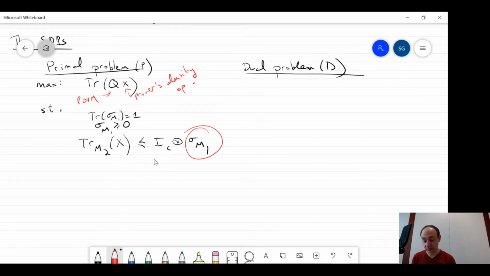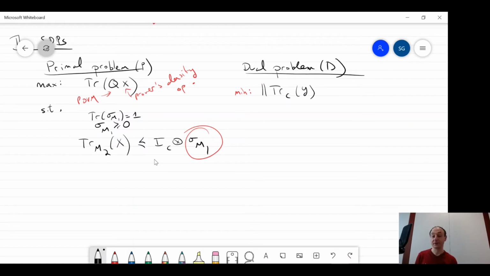Okay, and what does the dual look like? Well, the dual is going to have, oh, I guess it's a typo. Okay, so now we're going to minimize. Okay, and what are we going to minimize? Again, this might not be obvious at all where this comes from.